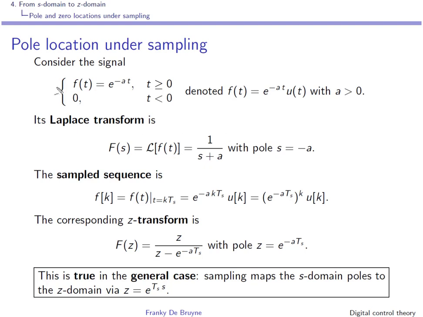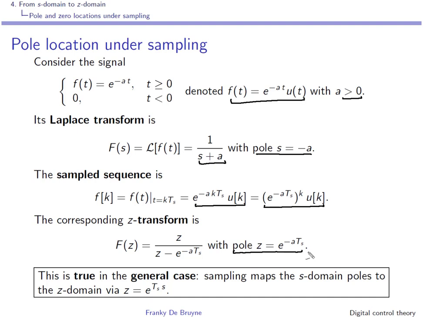So we start from the causal signal, exponential of minus a t, u of t, and a is positive. You remember, or should be able to find, that the Laplace transform of this signal is 1 over s plus a, so the pole is located at minus a. If we now sample this sequence, we simply replace t by kTs, and we obtain this discrete time sequence that you can rewrite as follows, and now you can obtain the z transform, okay? So what we have here is z over z minus this quantity over here. So the pole in discrete time is exponential of minus a Ts.